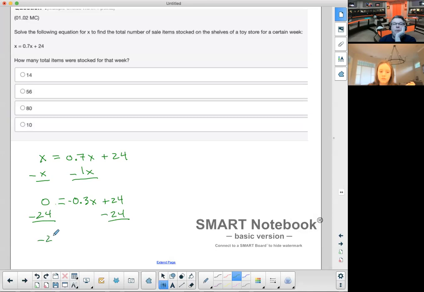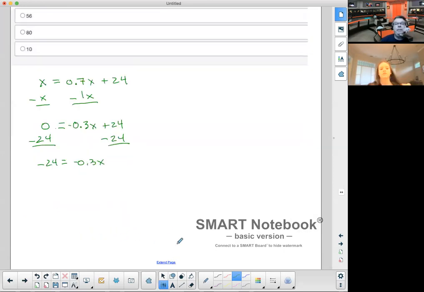And I get minus 24 equals negative 0.3X. Do those moves make sense? Yeah. Okay. So now how do I get rid of the negative 0.3? Subtract it from both sides. Close, but we have to look at what's happening to the X.